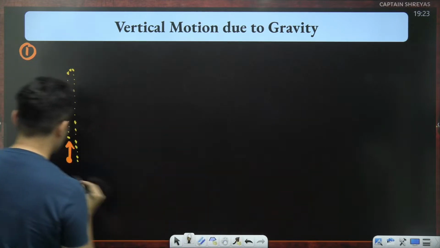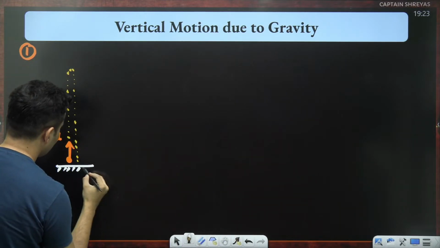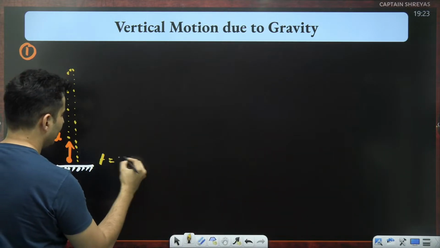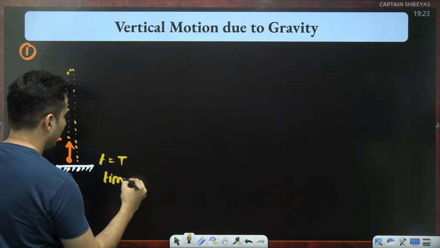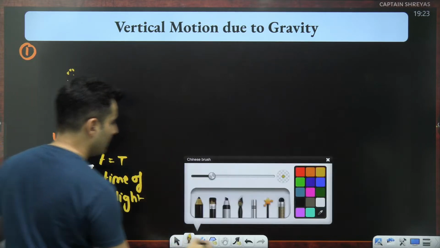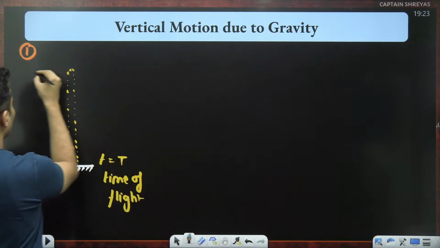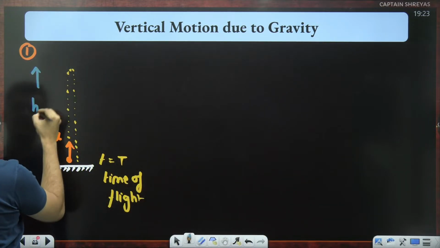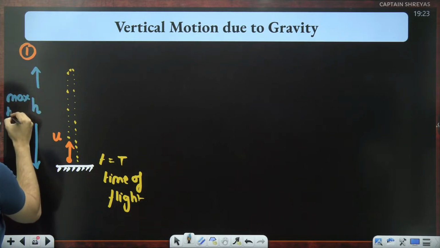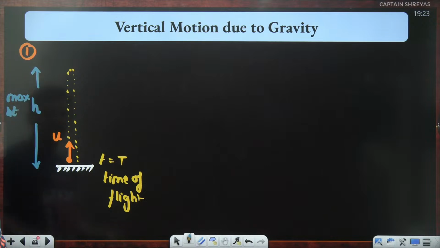So this is one kind of situation which is usually given to you, and you might have to find the total time of flight. Not just that, you might be also asked to find what is the maximum height. This is basically your maximum height till which it goes up. This is what generally you might be asked.